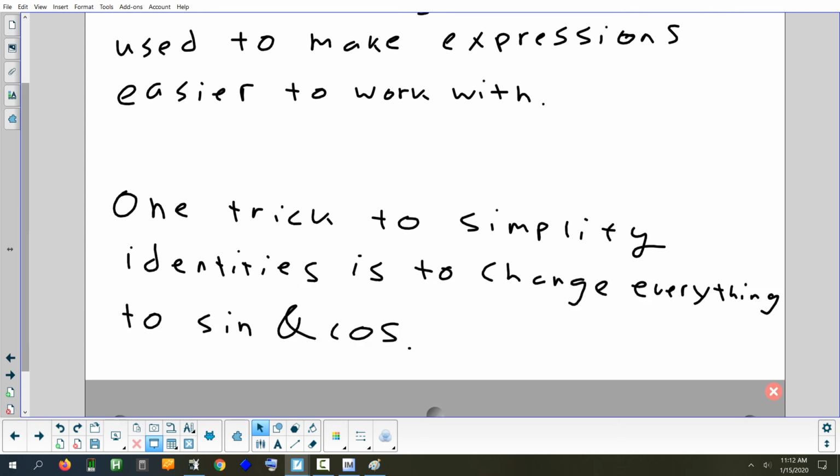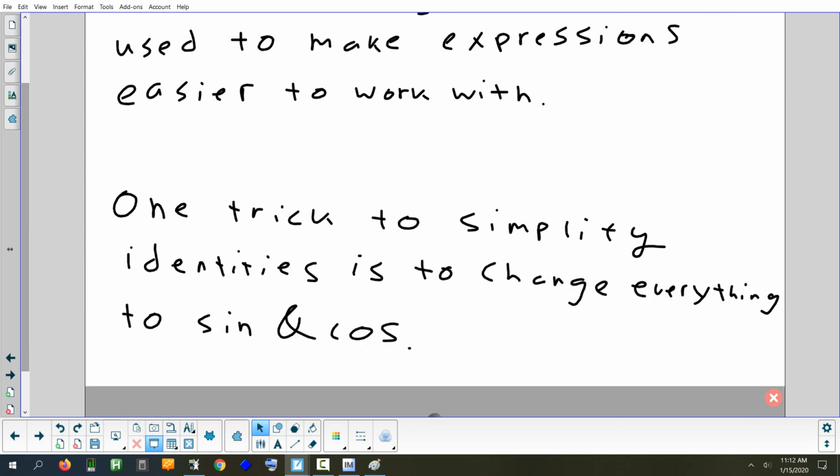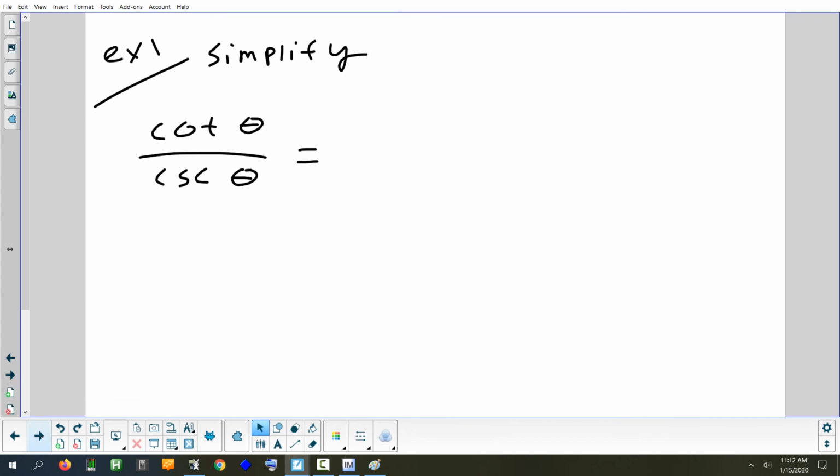But one strategy that can be helpful is to change everything in the problem that's not sine and cosine into sine and cosine. So that's one thing that you can always try: change everything to sine and cosine. Okay, so we'll try that on the first one.